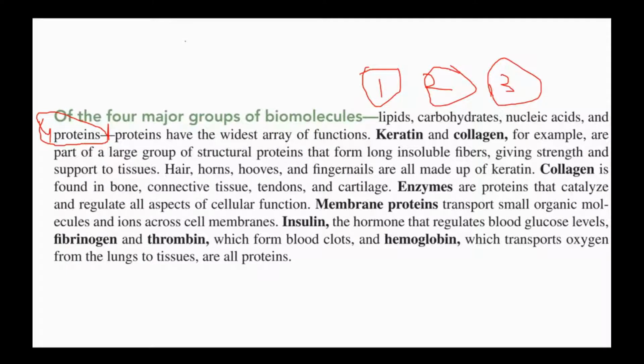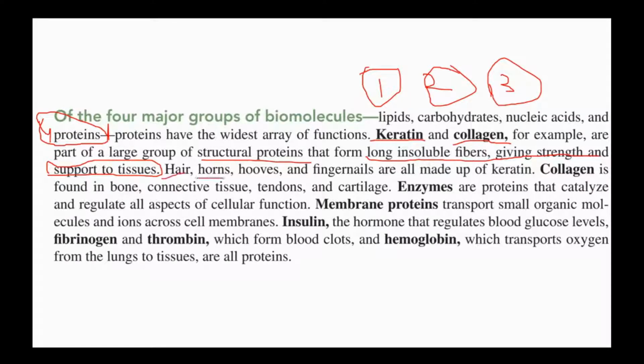And proteins have the widest array of functions. For example, keratin is a protein, and collagen is a protein. They are part of a large group of structural proteins. So these proteins, collagen and keratin, provide structural functions that form long insoluble fibers giving strength and support to tissues. So these two proteins, collagen and keratin, are responsible for strength in tissues.